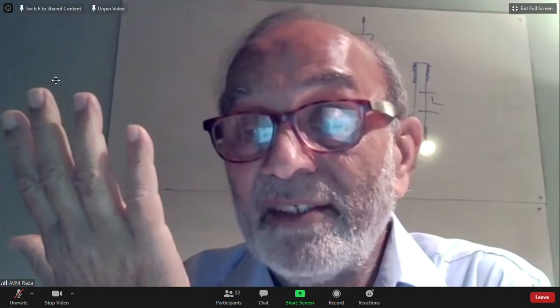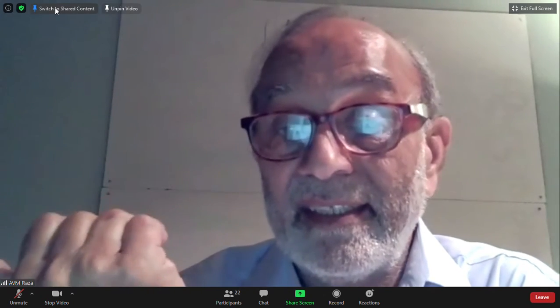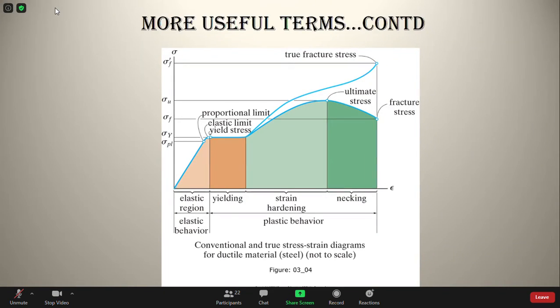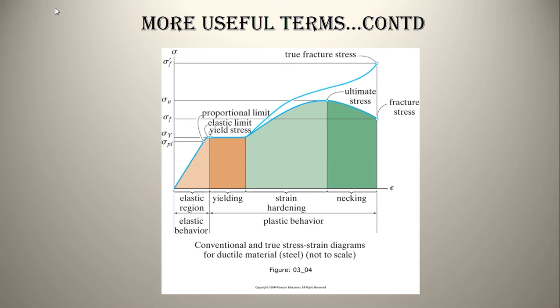So what happens is that the area at the, so I'm explaining now why the fracture stress is less than the ultimate stress, is because now the area has also reduced quite a bit, you see. And that area reduction, because area is in the denominator, causes the fracture stress to be less than the ultimate stress.